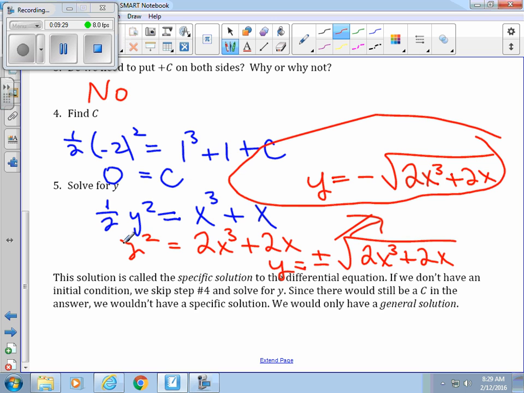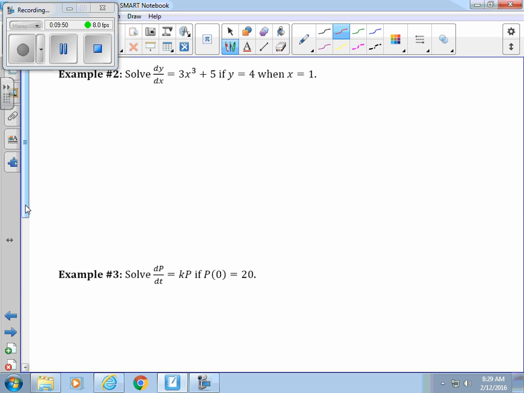If we don't have an initial condition, we can't get this. I'd have to leave it as a plus or minus, and there would be a c involved in the answer. Does everyone know what I mean by that? Those are called general solutions to differential equations. So a specific solution is one where you have an initial condition. A general solution is one where you don't. So we're going to do some more examples.